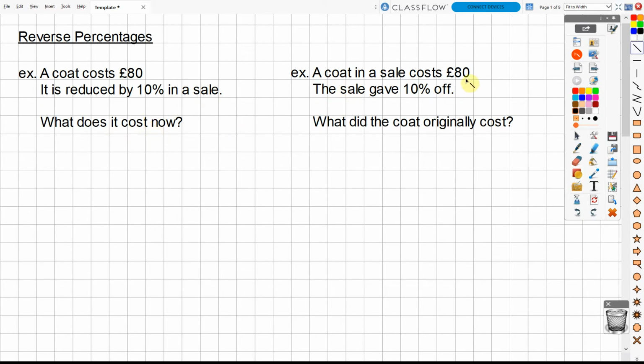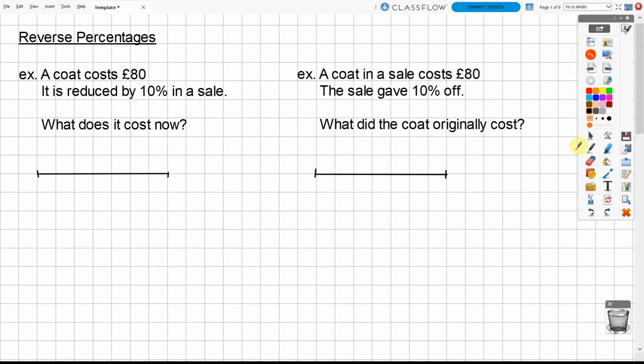And a coat on a sale costs £80, the sale gave 10% off. What did the coat originally cost? Now we've got to get our heads around why these are such different questions. And the best way to do it, I think, is to consider a simple timeline. Do it for both of them. You don't need to draw this every time you do a percentage question, but you need to be having these type of thoughts.